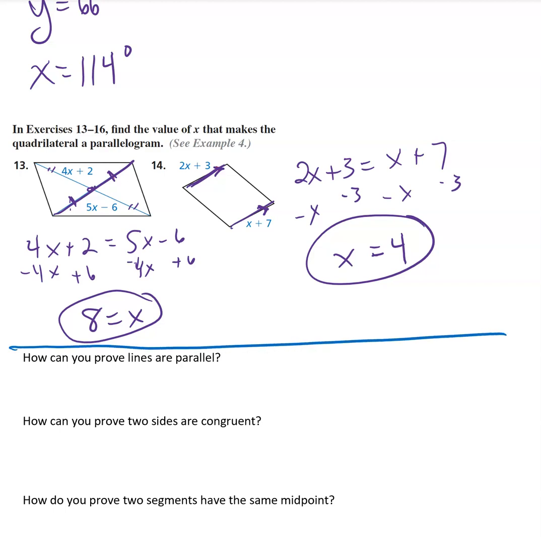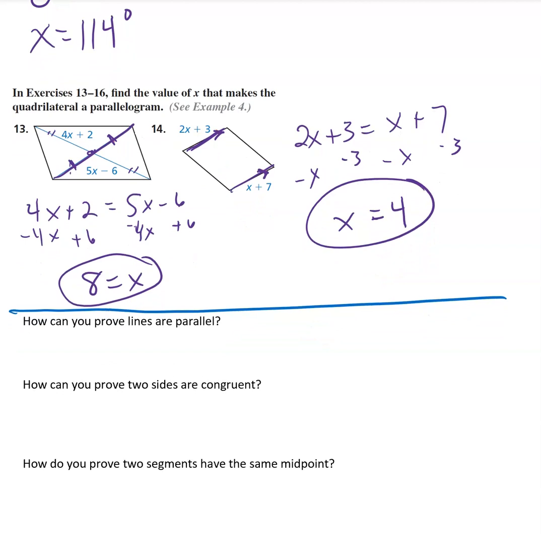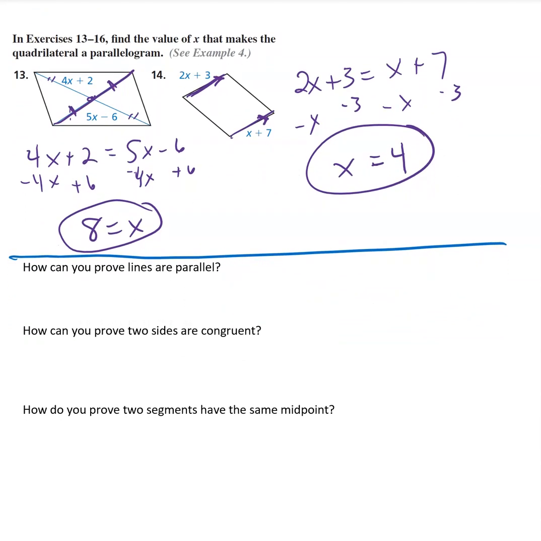Okay, now we're going to talk about how you prove these things. In those examples, they either told us the lines were parallel or they told us they were congruent. How can we prove that lines are parallel if they don't give us the markings? Well, one of the ways we can do that is by showing they have the same slope.